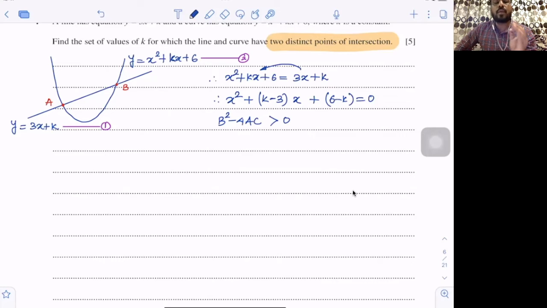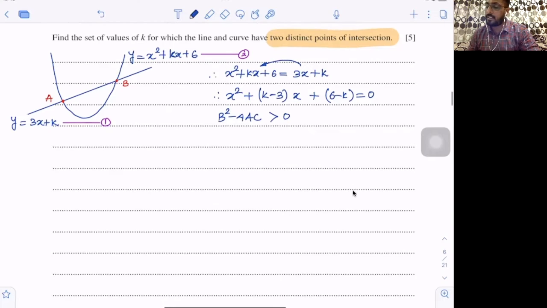And when b square minus 4ac is greater than 0, then you get two distinct real roots. That is what my requirement is, isn't it? After solving the quadratic equation that I've got, I should be getting two different values of x. And that can happen only if b square minus 4ac becomes greater than 0.